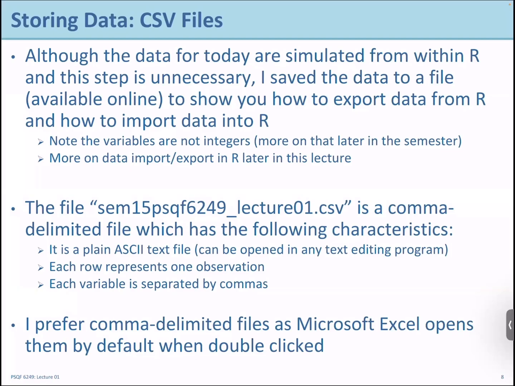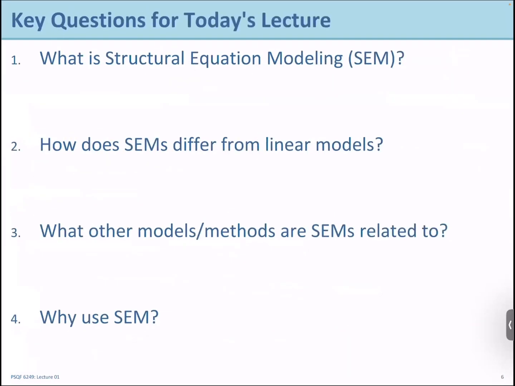In this file, which I have over here, you'll see each row represents one person's observation of all their data. And each variable is separated by commas in the data set as well.